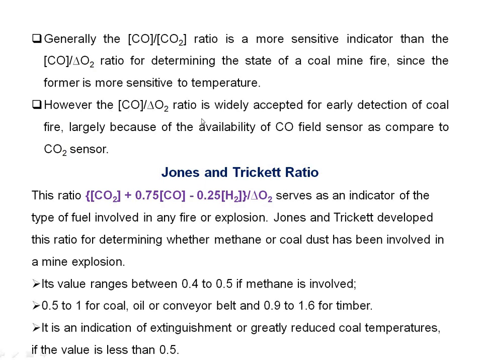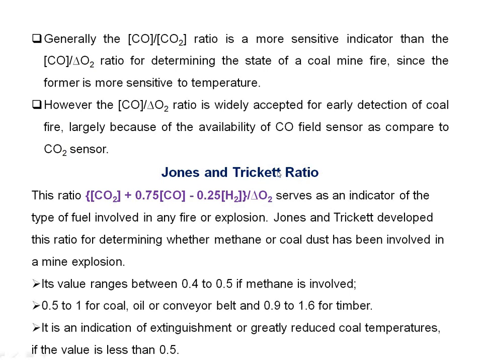CO by O2 is basically CO produced by oxygen deficiency or oxygen absorbed, which you can call del O2. This is widely accepted, as you get the formula directly from the Graham's ratio. But one thing to record is that the Jones and Trickett ratio is the indicator of the type of fuel in a fire or explosion. The ratio is CO2 plus 0.75 CO minus 0.25 H2 divided by del O2, where del O2 means 0.265 N2 minus O2.